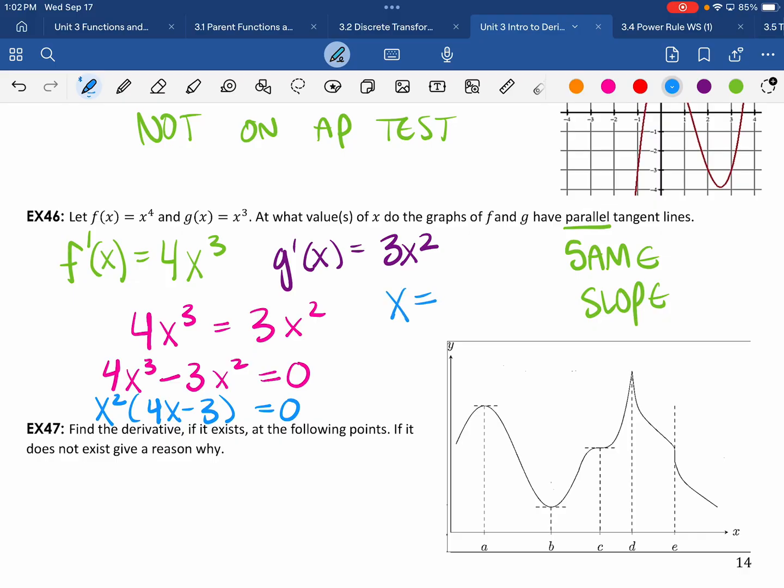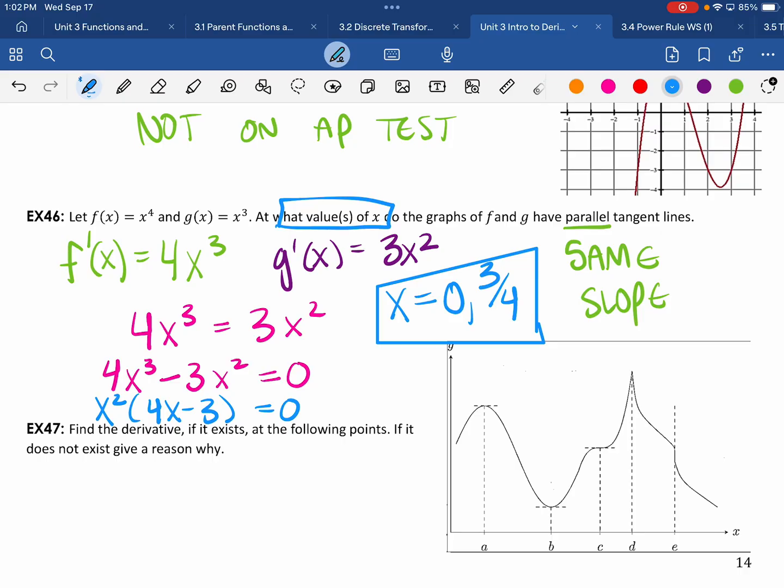So the x squared equals 0, and then 3/4. Yep, so the x squared gives you an answer. When you set x squared equal to 0, you get 0. And then the 4x minus 3, when you set that equal to 0, you get 3/4. So at both of these x values, and that's it, because the question is just saying at what values of x. So all we're looking for are the x values. And then you're done.